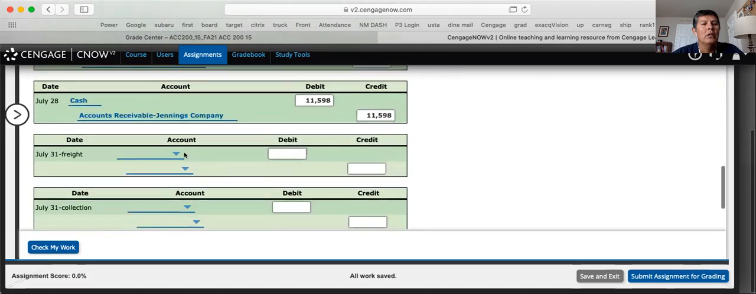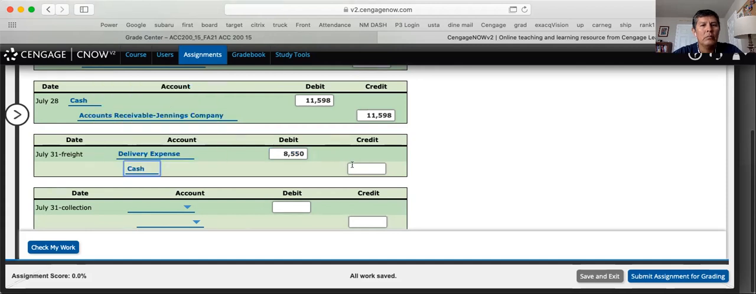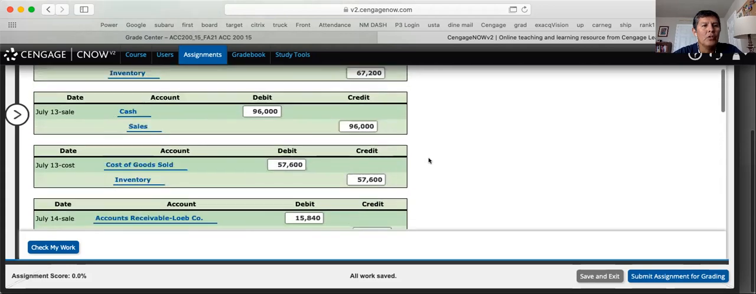Here we go. Delivery expense. Remember, expenses go right to our income statement, $8,550. We paid that with cash. If they would have given us a credit line, then we would put it as payable. But we paid cash, 8,550.